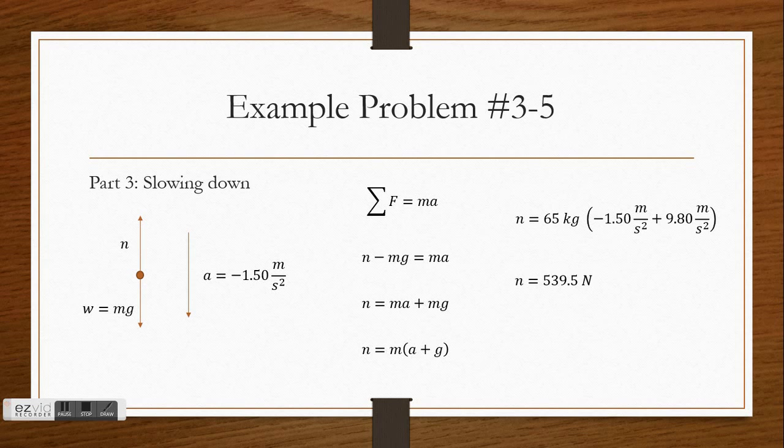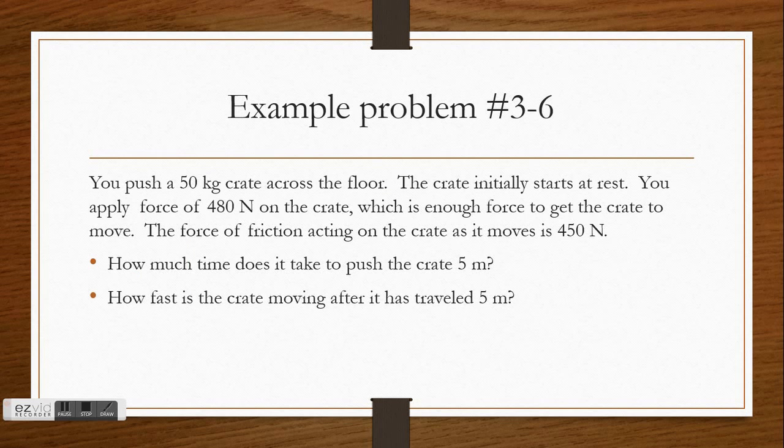So let's look at a second example problem. In this second example problem, I'm going to have a 50 kilogram crate and I'm going to push it across the floor. The crate initially starts at rest and I'm going to apply a force of 480 newtons on the crate, which is enough to get the crate to move. So basically what that tells me is I have enough to overcome static friction, and the force of friction on the crate as it moves is 450 newtons. So that's the force of kinetic friction acting on the crate. That's a constant if I push the crate.